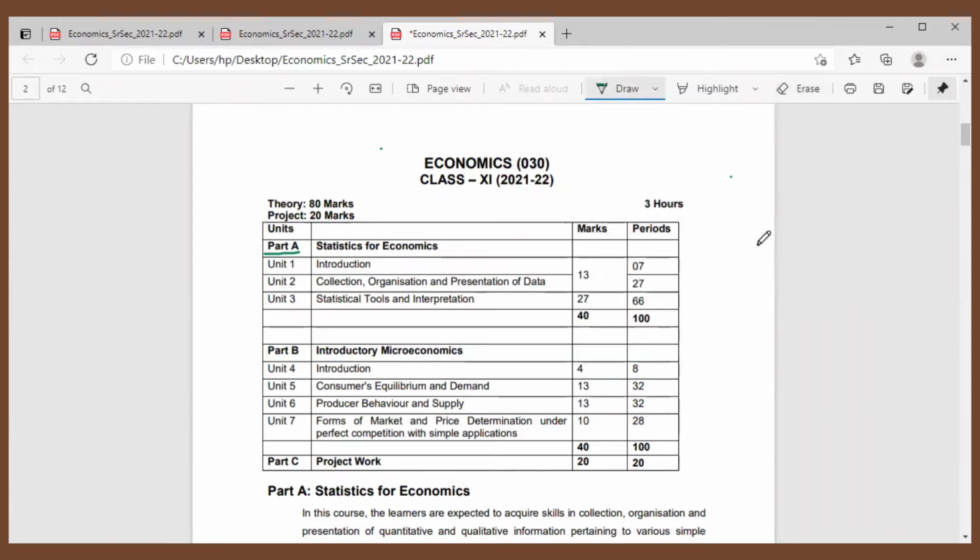So students, the subject code for economics is 030, and the total weightage of this subject is 100 marks. Out of this 100 marks, part A, statistics for economics, is of 40 marks, and part B, microeconomics, is again of 40 marks. Part C, which is project work, is of 20 marks. So in total, 3 parts are there: part A, part B, and part C. The weightage of part A is 40 marks, part B 40 marks, and part C 20 marks.